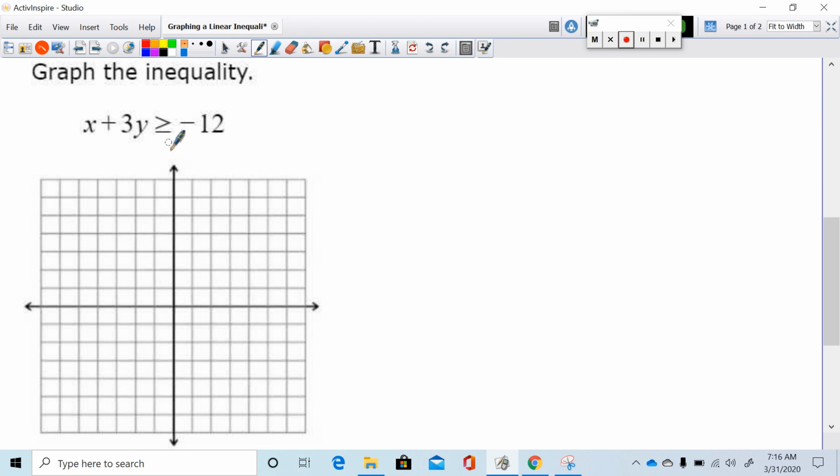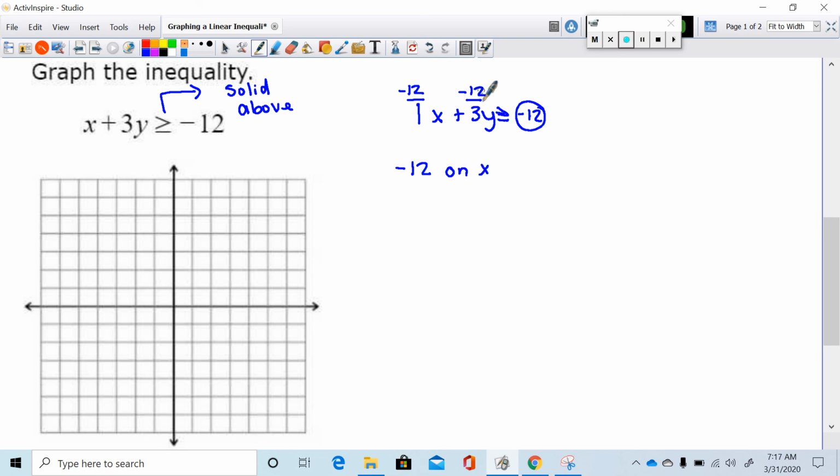Okay, so this is underlined. That means I use a solid line when I graph it, and it's greater than, so greater than is above the line. So I'm going to call this 1x plus 3y, greater than or equal to negative 12. I take this and pop it up top of each one of these. Negative 12 divided by 1 is negative 12, and because that's stuck to x, that's on the x-axis. Negative 12 divided by 3 is negative 4, and because that's stuck to y, that's on the y-axis.